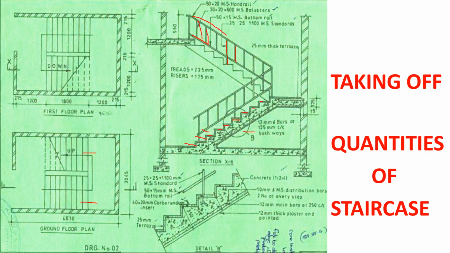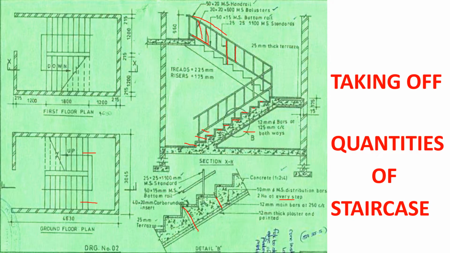As you can see, from this point up to this point is 350, but for the string, for the waist, we have 175 millimeters. So this is 175, and then our concrete mix is 1:2:4, and then we have 10 millimeters mild steel distribution bars, two number at every step. So at this step we have two, at this step two, at this step two, continuing that way. And then we have 12 millimeters bars at 250 center to center.